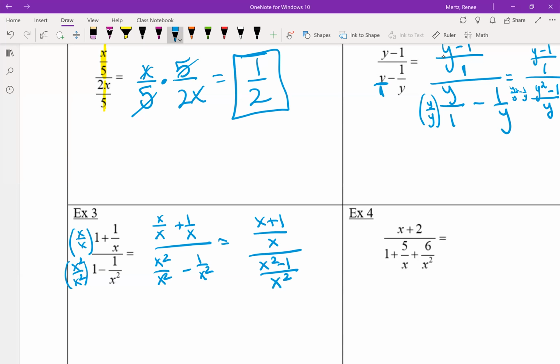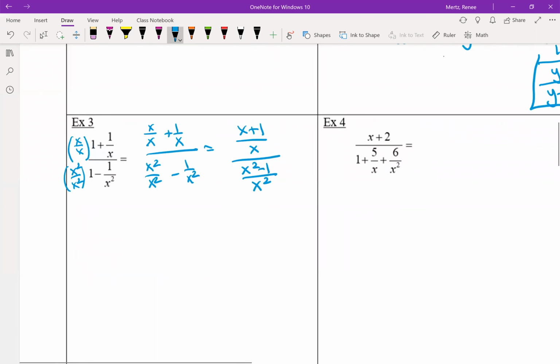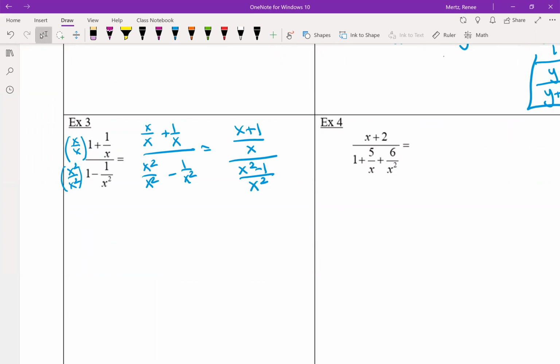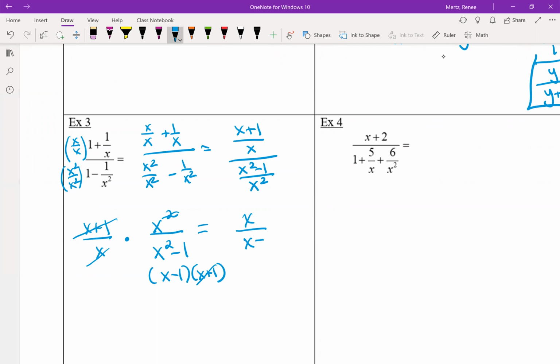We're going to keep, change, flip, because we have a single fraction over a single fraction. So we have x plus 1 over x times the reciprocal, x squared over x squared minus 1. Factor and reduce: x minus 1, x plus 1. Divide x with the x squared. So we get x over x minus 1.